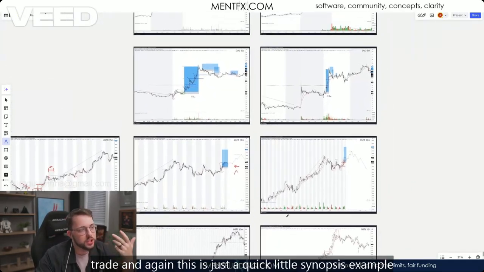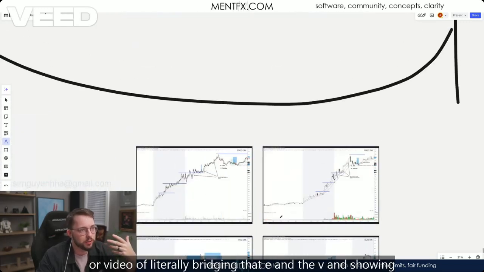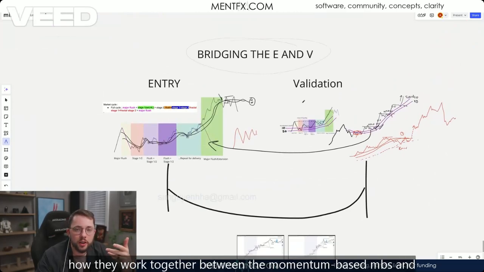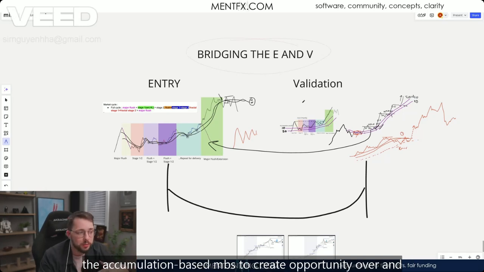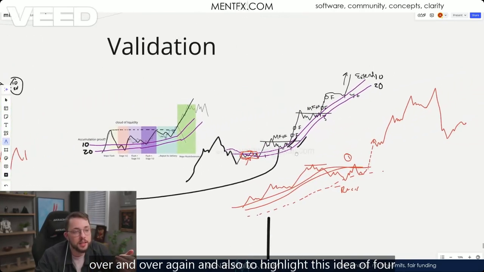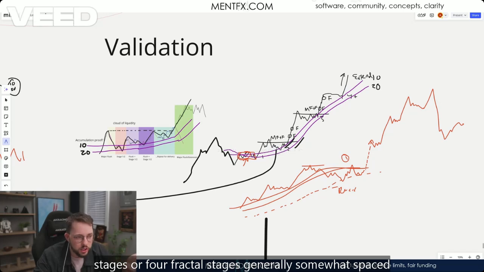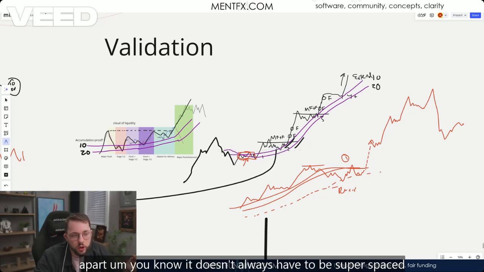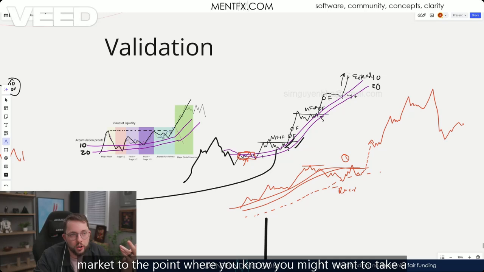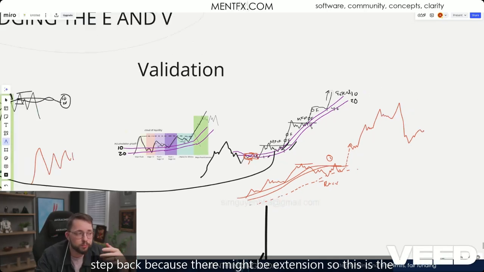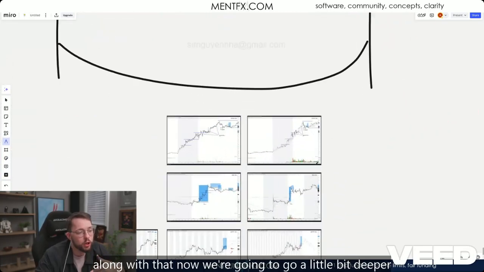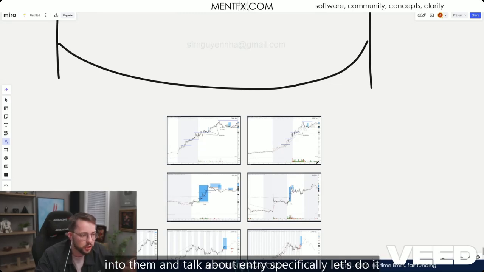And again, this is just a quick little synopsis, exemplar video of literally bridging that E and the V and showing how they work together between the momentum-based MBs and the accumulation-based MBs to create opportunity over and over again. And also to highlight this idea of 4 stages or 4 fractal stages, generally somewhat spaced apart. It doesn't always have to be super spaced apart, but somewhat spaced apart for the delivery of a given market, to the point where you might want to take a step back because there might be extension. So this is the bridging of the E and the V, okay? And some examples that go along with that. Now we're going to go a little bit deeper into them and talk about entry specifically. Let's do it.